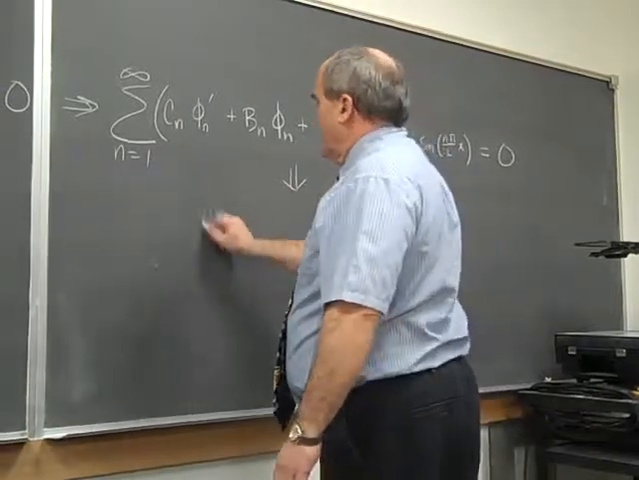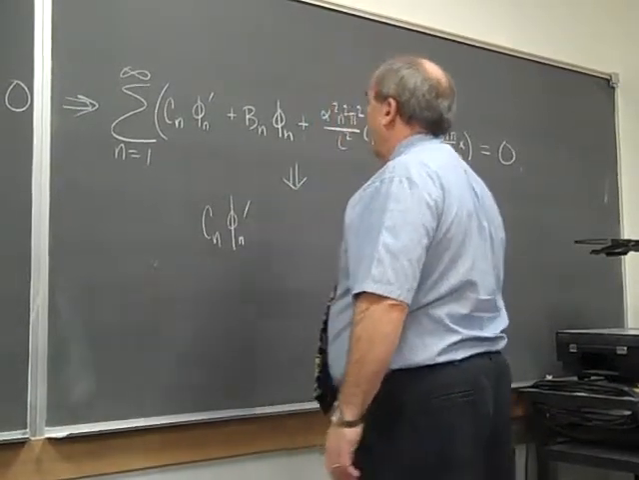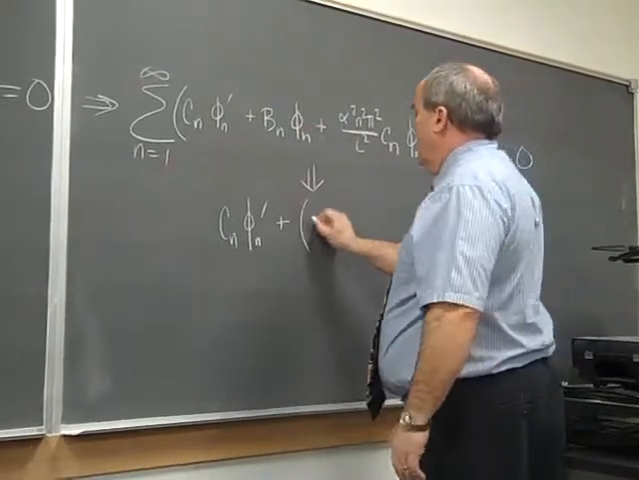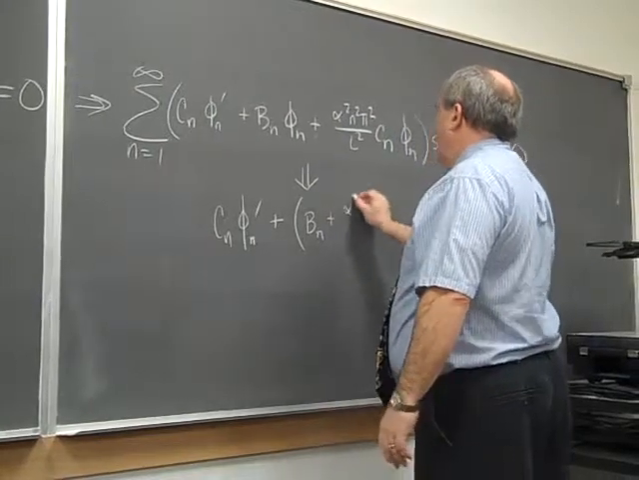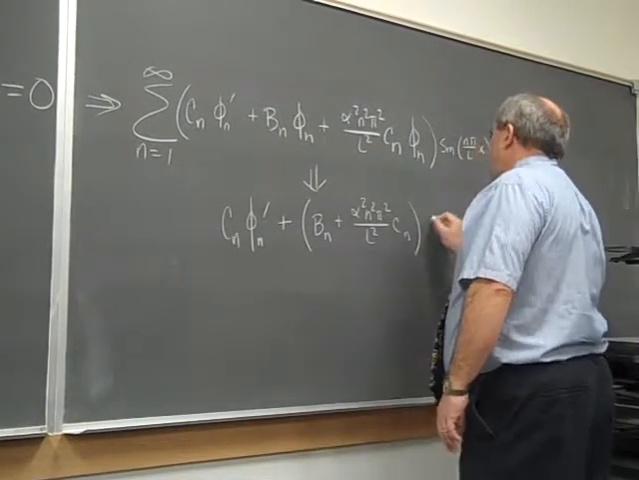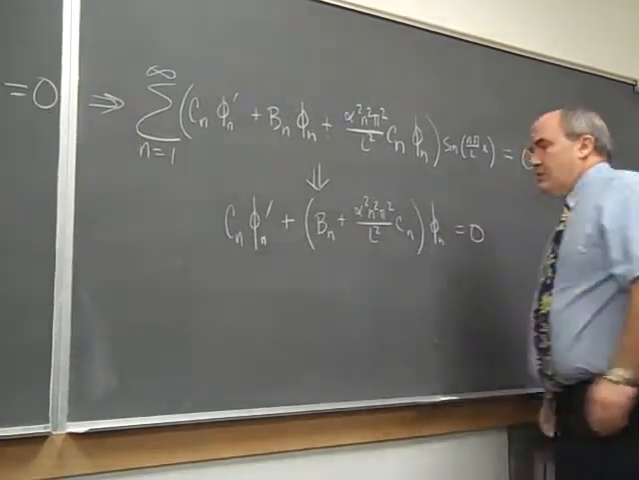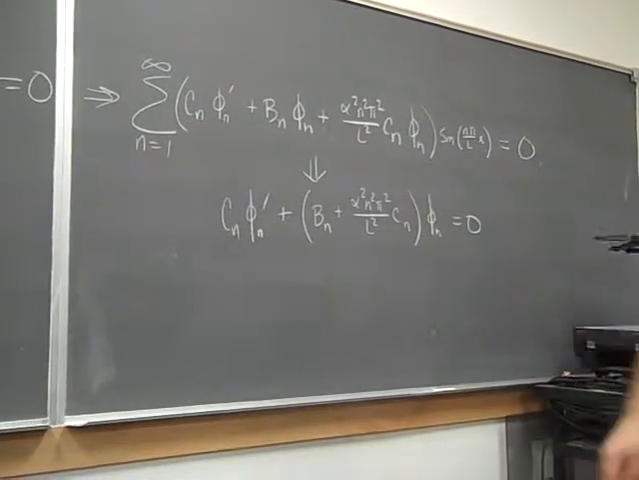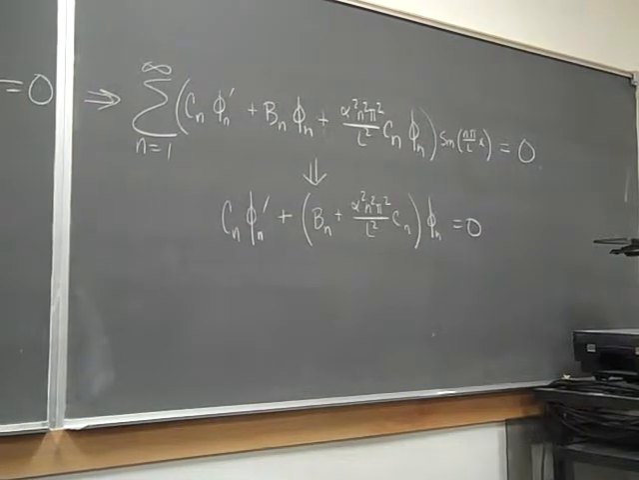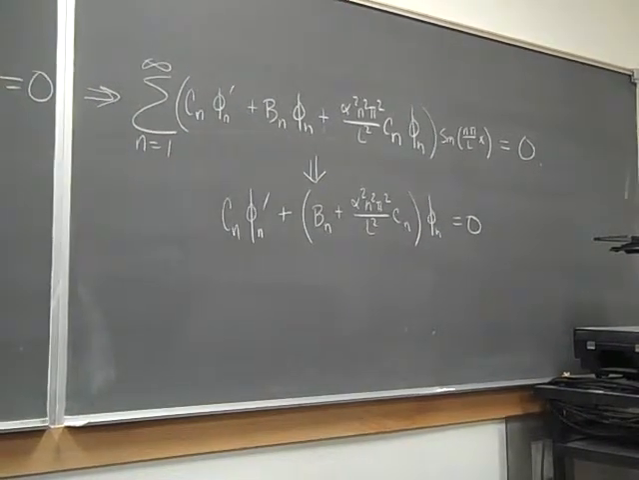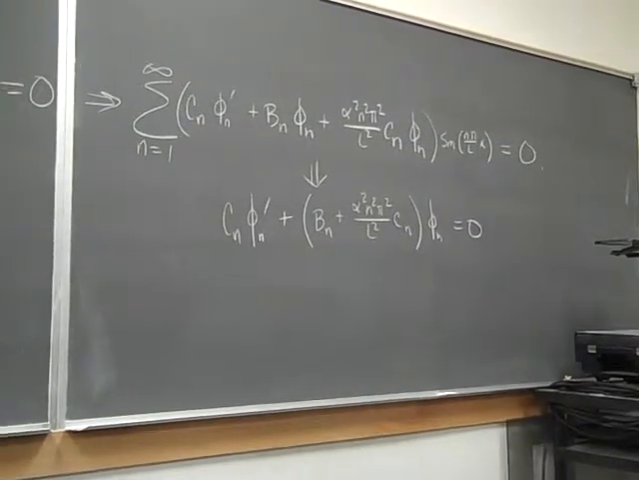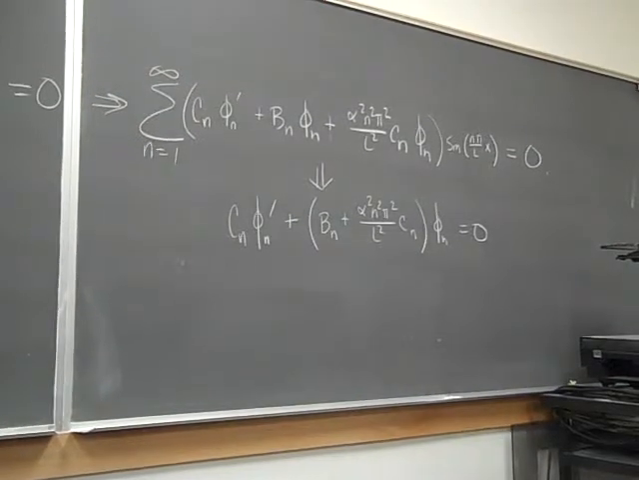So this means that we've got c sub n, phi sub n prime, plus, and both of these terms have phi sub n's in them, so I can just combine that into b sub n plus alpha squared n squared pi squared over L squared c sub n, phi sub n is equal to 0. Well, that is an ODE. First order linear ODE, right? Well, in fact, it's even separable. You can use integrating factors, or you could separate and integrate.